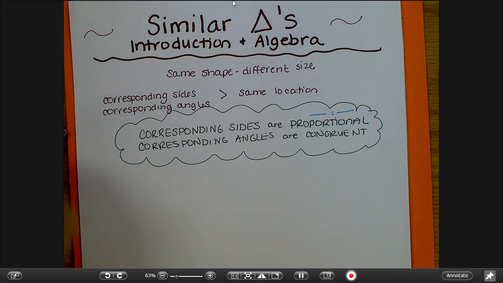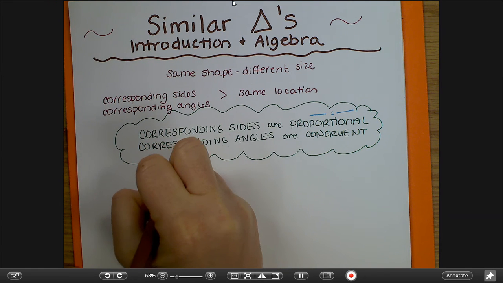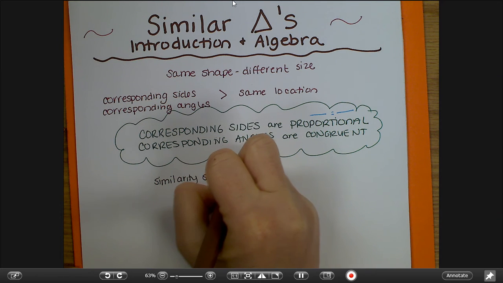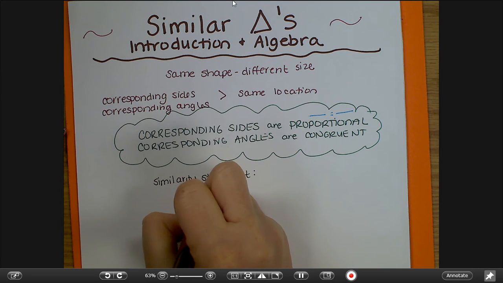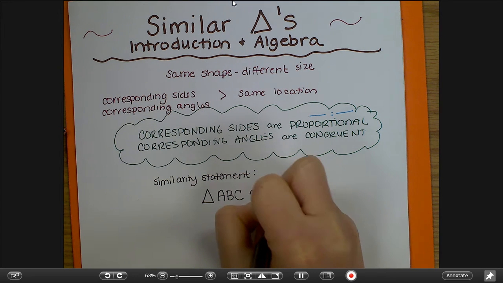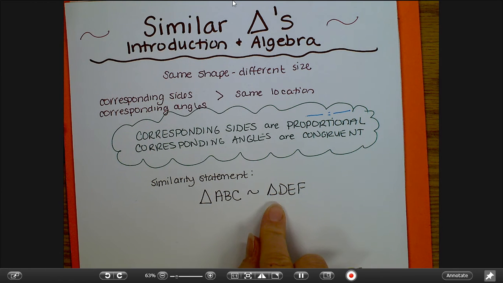Another thing that you need to know is that we use this little thing called a similarity statement to tell us, once we know that these two triangles are similar, or however many, which parts are similar, which parts go together or correspond. So let's say we have triangle ABC is similar to triangle DEF. This is called the similarity statement.